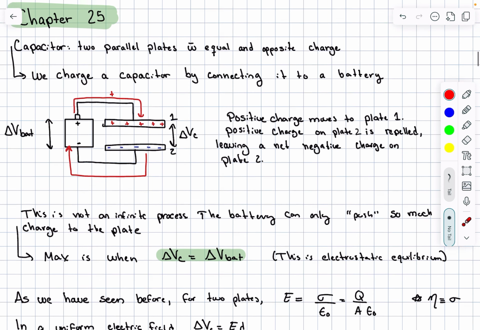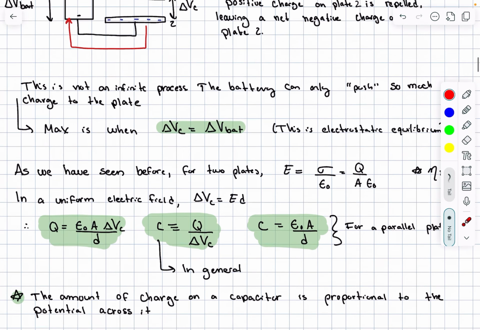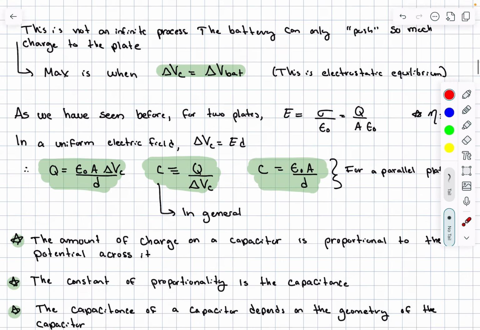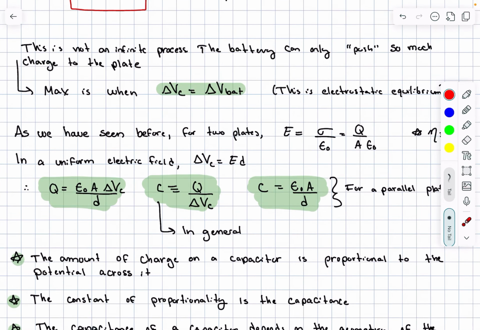So the rest of this is really just going to be trying to quantify this situation. We know that the electric field between two plates is equal to sigma over epsilon naught, where sigma is just charge divided by area. Here I just say eta because sometimes people use the letter eta instead of sigma. All means the same thing. Now what we've also seen last week is that delta V, so the potential difference between two plates, is equal to E times D, where D is the distance between the two plates, and this is only for a uniform electric field.